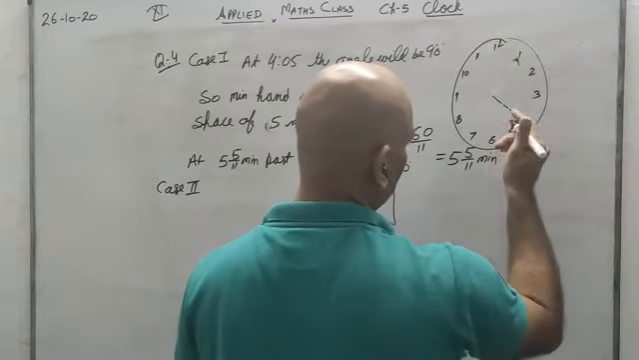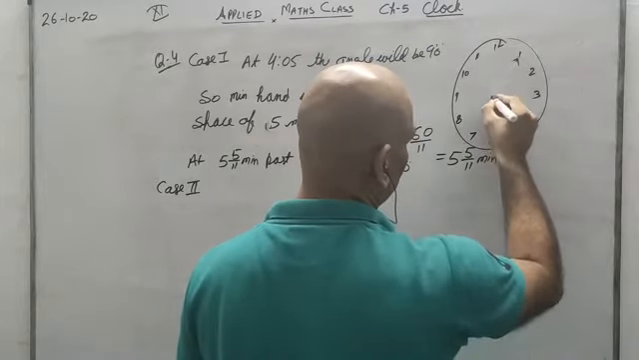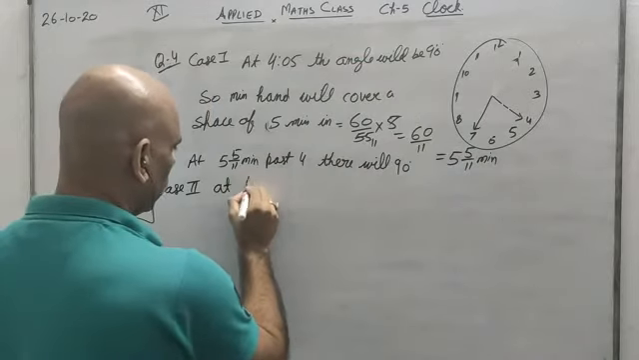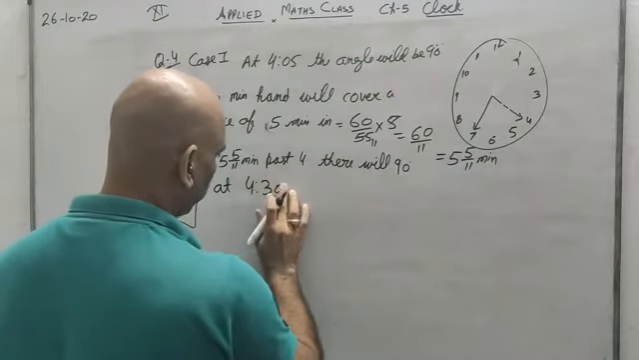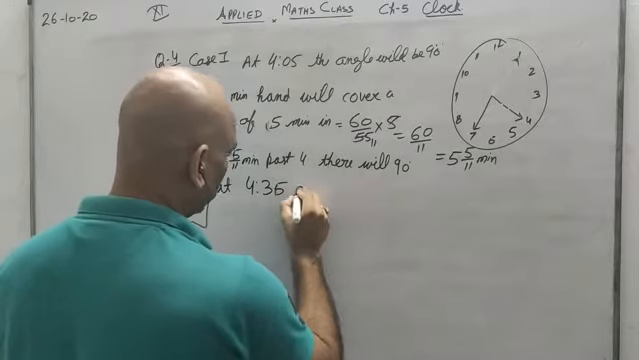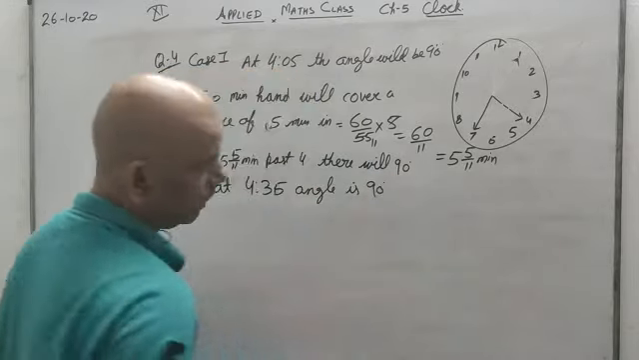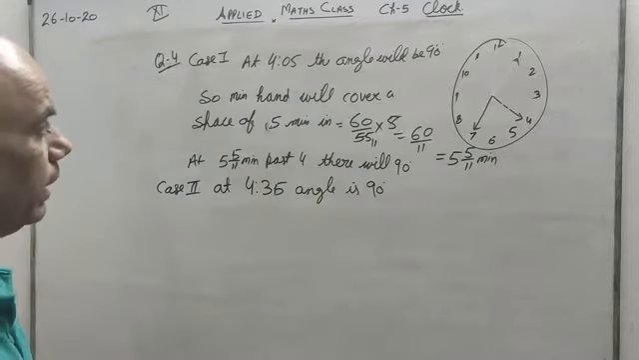1, 2, 3, 1, 2, 3, ये आ गया यहाँ. At 4:35, at 4:35, angle is 90 degree. At 4:35, the angle is 90 degree.